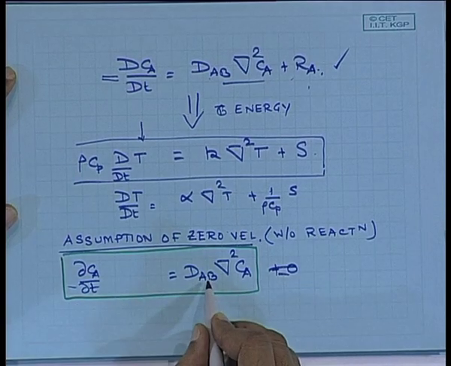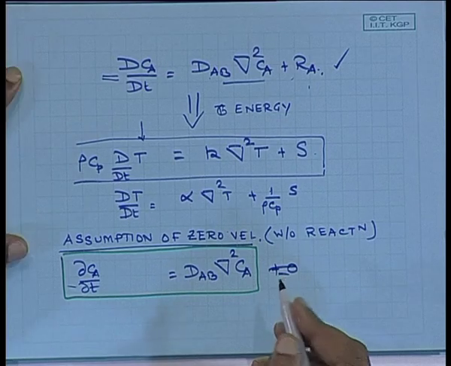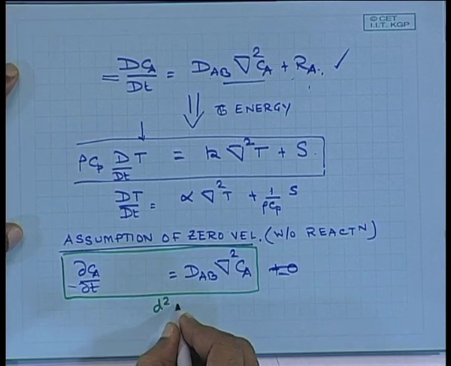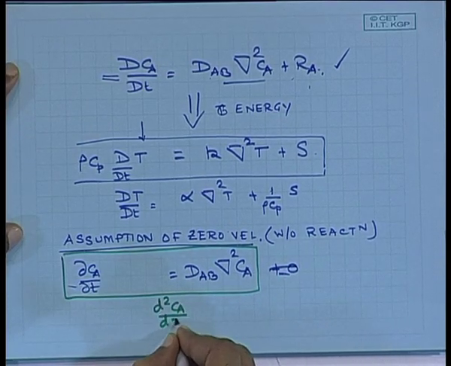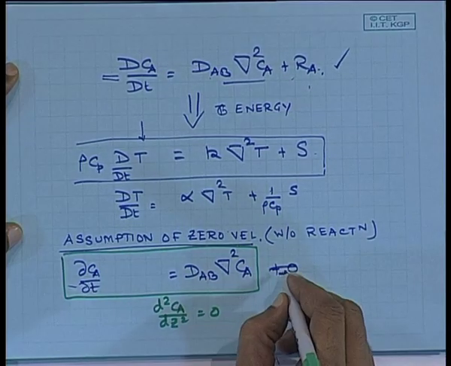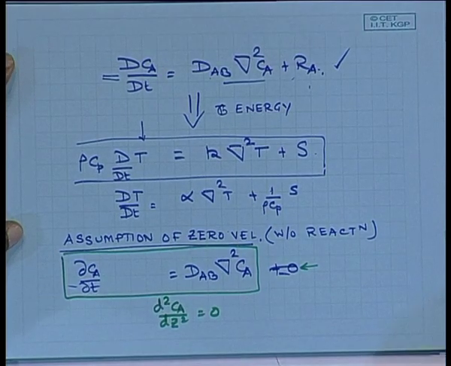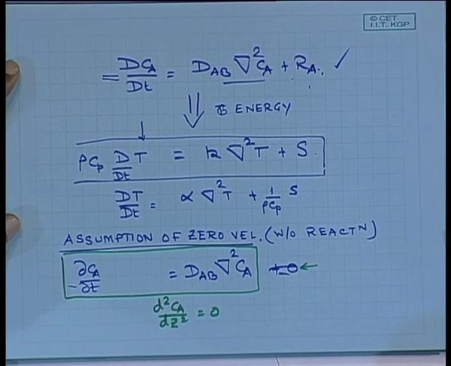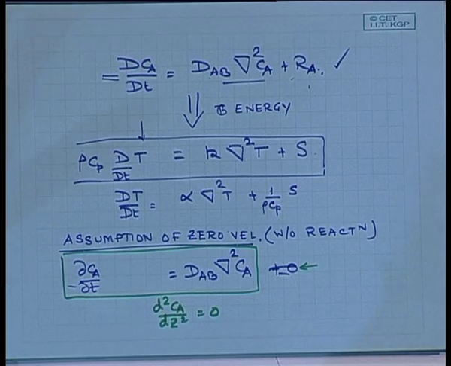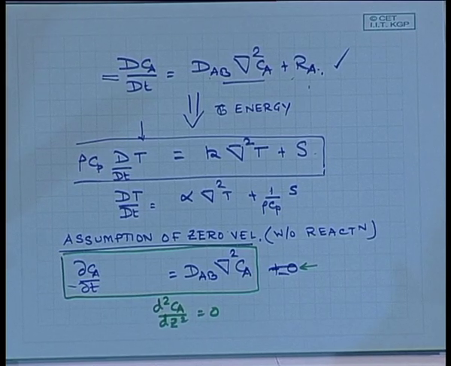So, what you have is DAB, if it is a one dimensional process, you are simply going to have d2 CA by dz square is equal to 0. Now, where do you think you can use this equation? What is the applicability of this equation? Where you have zero velocity? A case of diffusion where zero velocity can be assumed.